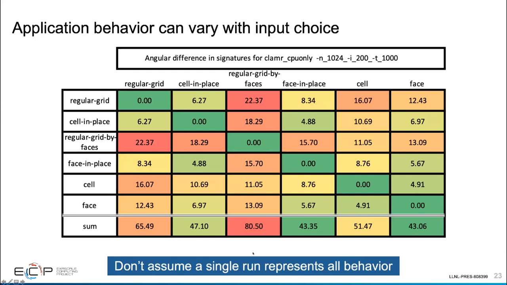So maybe if we could only pick two, we might pick, say, face and regular grid by faces. Probably want to do a more thorough analysis than that, just kind of back of the envelope. But this kind of plot can help you answer those kinds of questions.